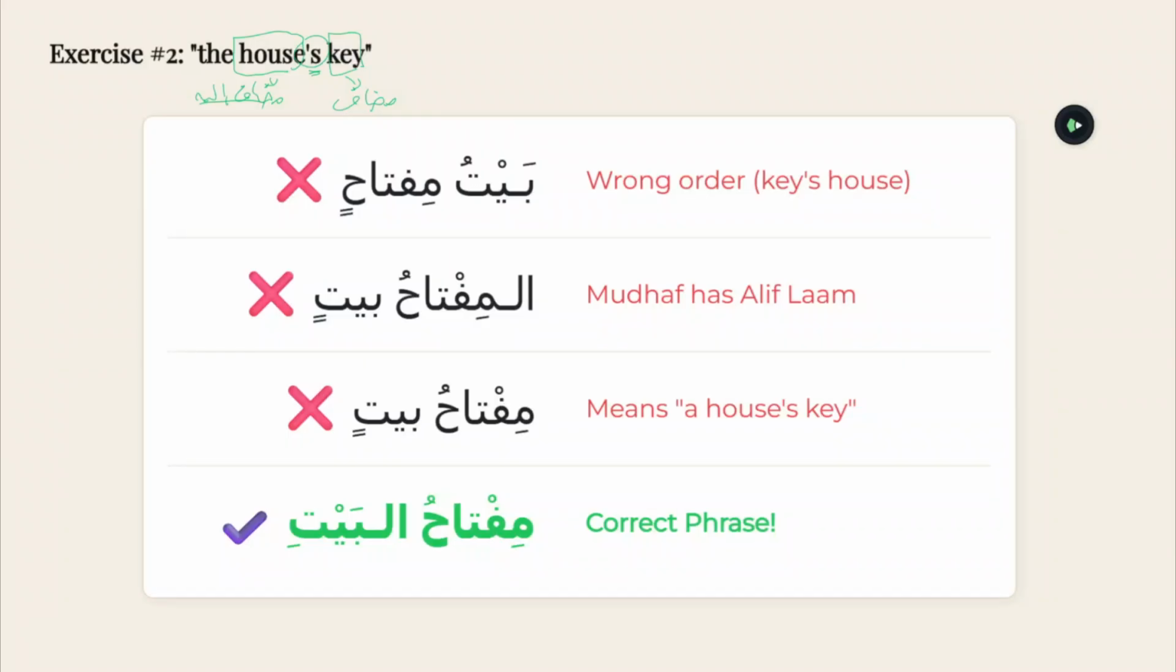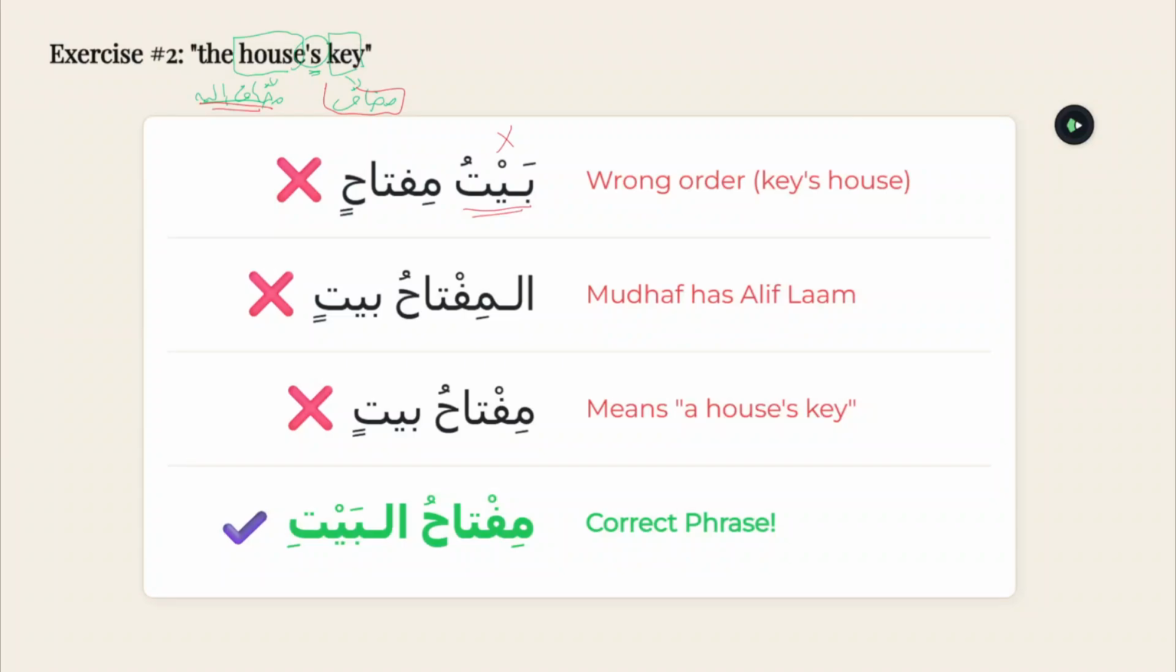Let's apply the rules. If you were to say baytu miftahin, that would be incorrect. Why? Because rule number 1 is not applicable. What's rule number 1? Mudaf comes first, mudaf ilayh comes second. Over here, we told you that the mudaf is the key, and the mudaf ilayh is the house. So bayt means house. That's not supposed to come first. That needs to be coming second.